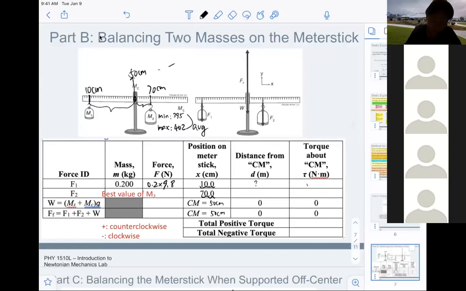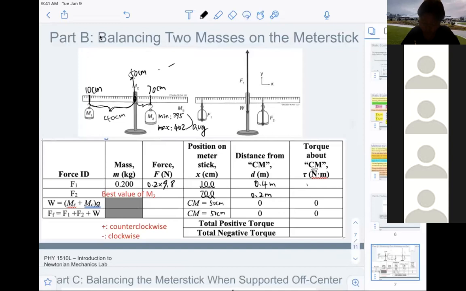And your center of rotation is relative to this point. So this is 40 centimeters, right? So you're going to write 0.4 meters. So set for the 70 mark, that's 20 centimeters. So that's 0.2 meters. So you can calculate the torque about that particular point, about that center of mass.